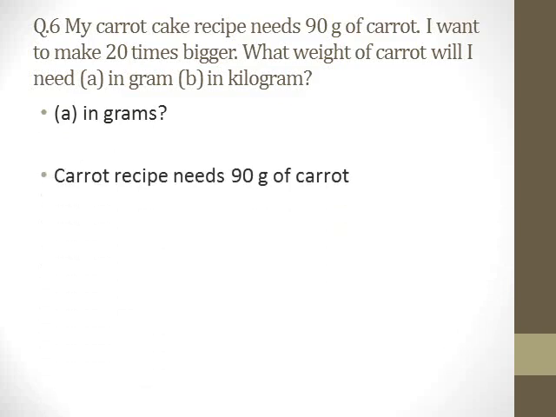What is the question giving us? The question is giving us that the carrot recipe needs 90 grams of carrot. That's given in the question. And what are you asked? You are asked for 20 times bigger. For 20 times bigger, you will multiply 90 by 20, because you want to make it 20 times bigger than the normal size, and the normal size has 90 grams of carrot. So when you multiply 90 by 20, what will be the answer?